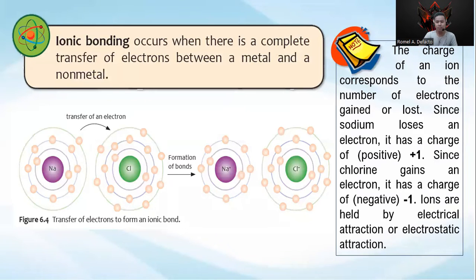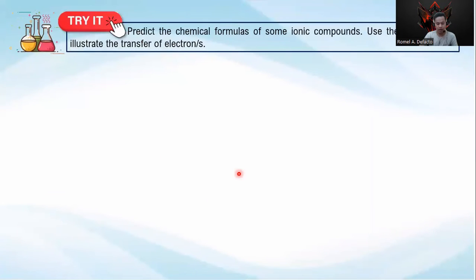Okay, now let's start with this. We have here: predict the chemical formulas of some ionic compounds and use the Lewis dot structure to illustrate the transfer of the electrons. Please take note that we will predict the chemical formula. So, how do we predict the chemical formula? Let's start muna with this one.